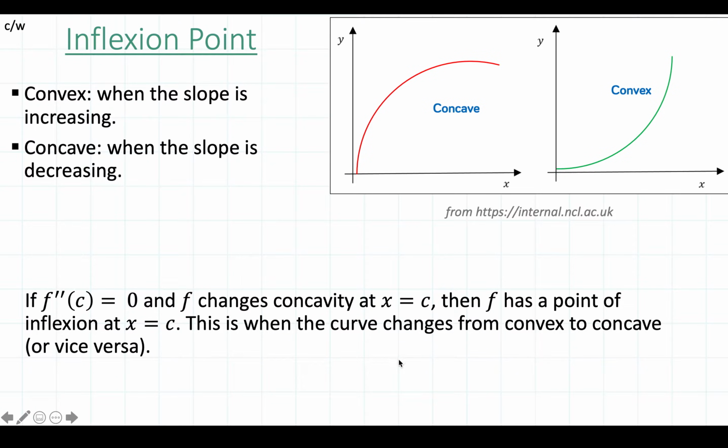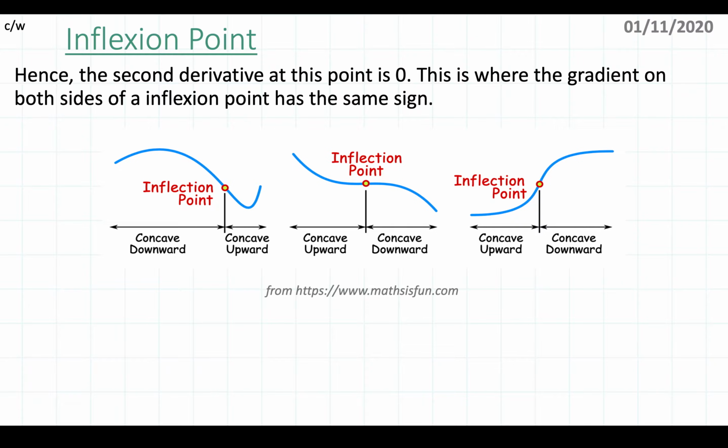So this is when the curve changes from a convex to a concave, or vice versa. A bit confusing, but it's actually quite easy to see. So this is an example. We have 3 different types of inflection points. If you can see, this is a concave down and then a concave up, or a concave and a convex. And then a concave. So these are different words you could use: concave down, concave upwards, or concave and convex.